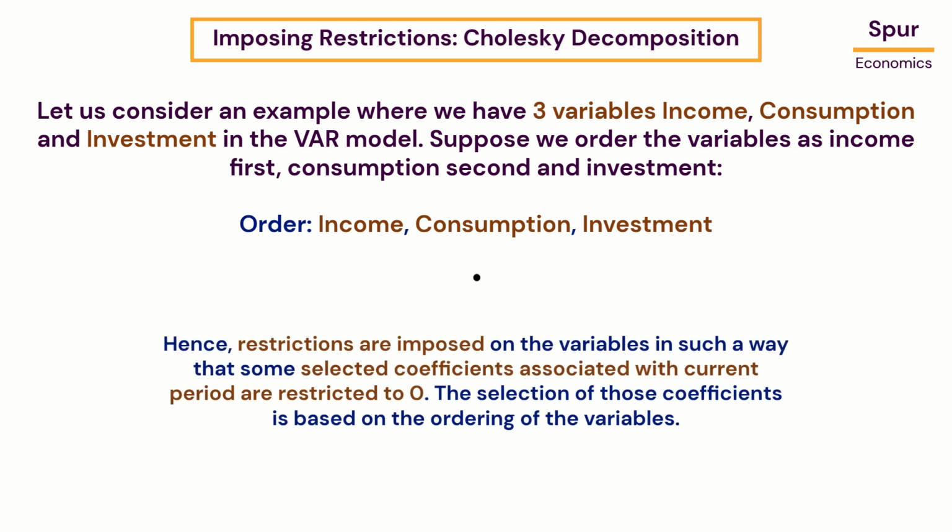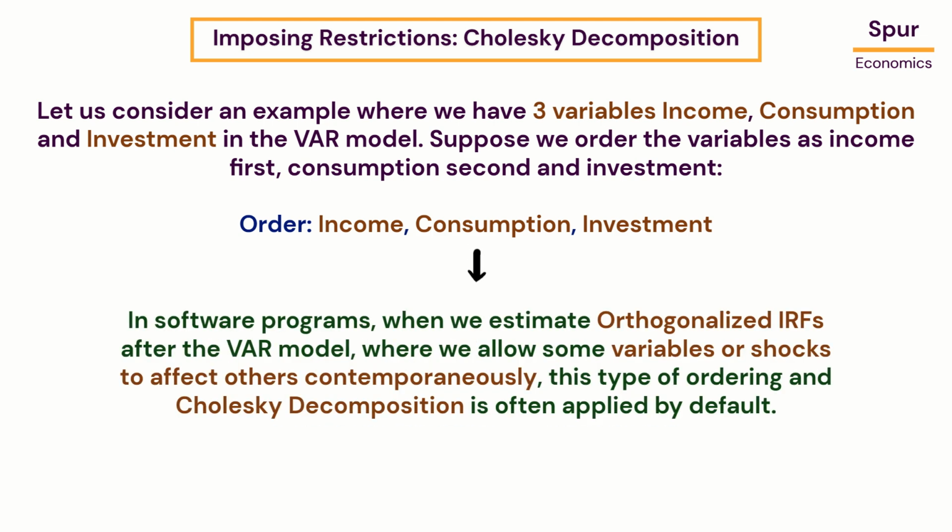Hence, restrictions are imposed on the variables in such a way that some selected coefficients associated with the current period are restricted to 0. The selection of those coefficients is based on the ordering of the variables. In software programs, when we estimate orthogonalized IRFs after a VAR model, where we allow some variables or shocks to affect others contemporaneously, this type of ordering and Cholesky decomposition is often applied by default.